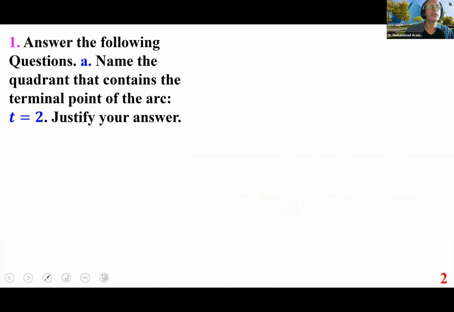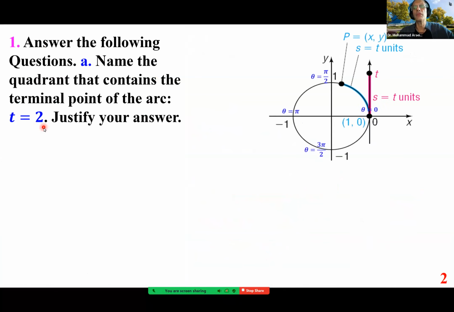Name the quadrant that contains the terminal point of t equals 2. So let me remind everybody of this unit circle, x squared plus y squared equals 1. What has coordinates x comma y? This is (1, 0), (0, 1). This is angle 0, pi over 2, pi, 3 pi over 2. So x squared plus y squared equals 1. Sine t is y, cosine t is x, tan t is y over x.